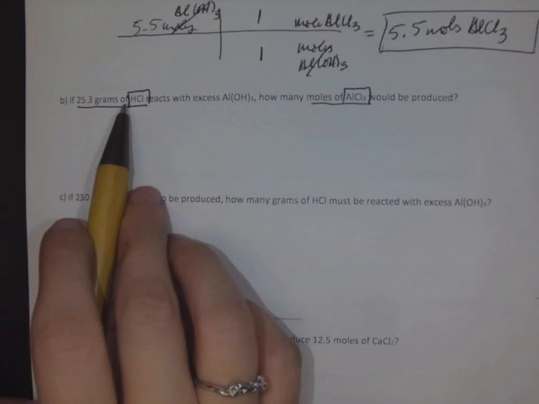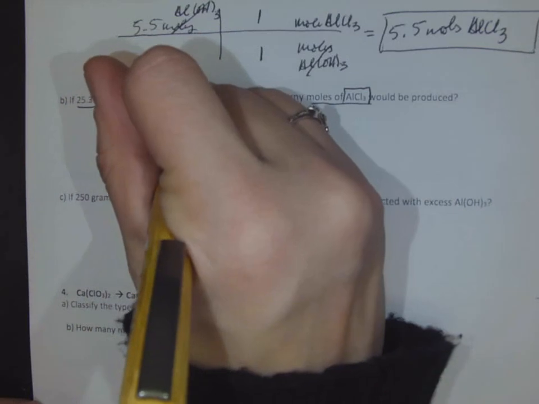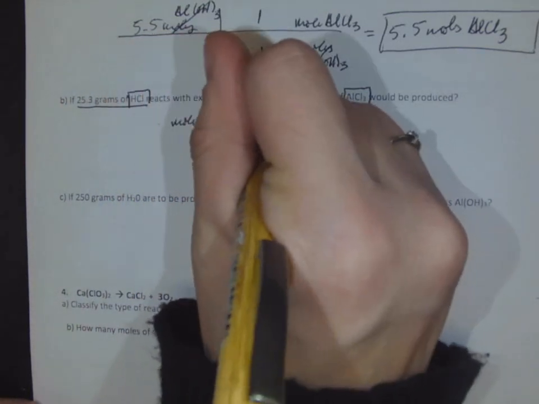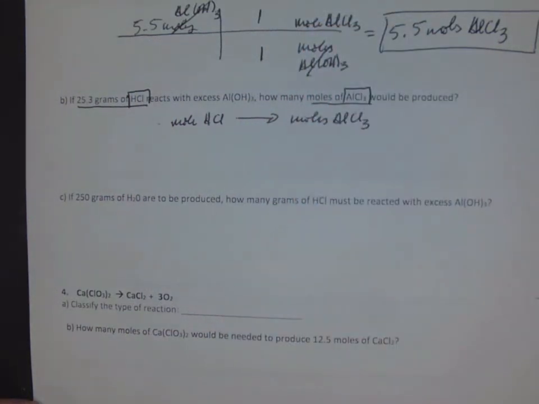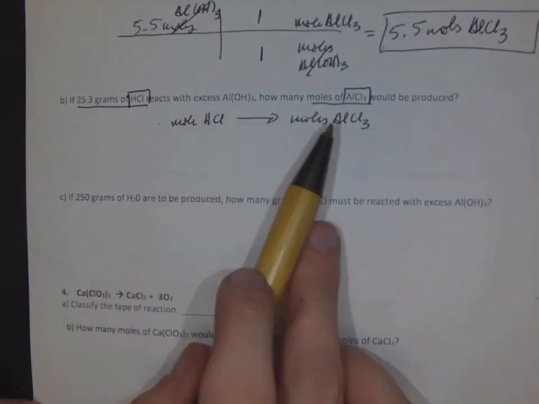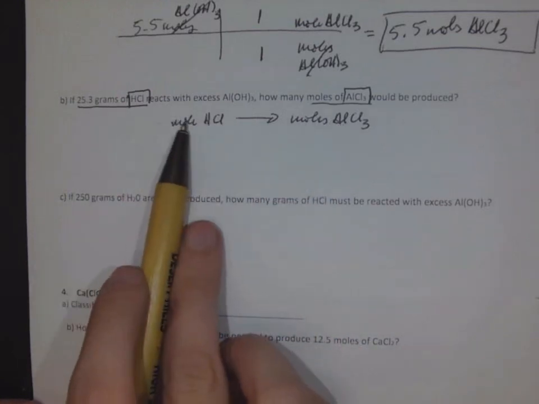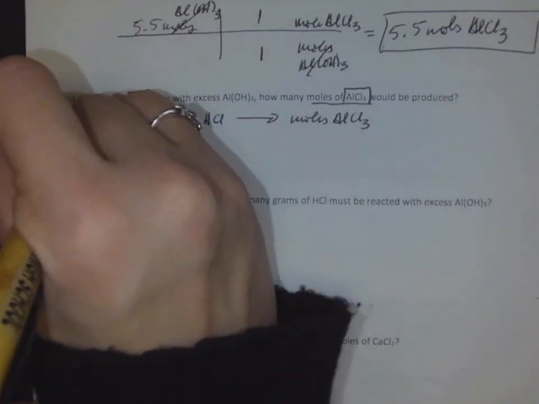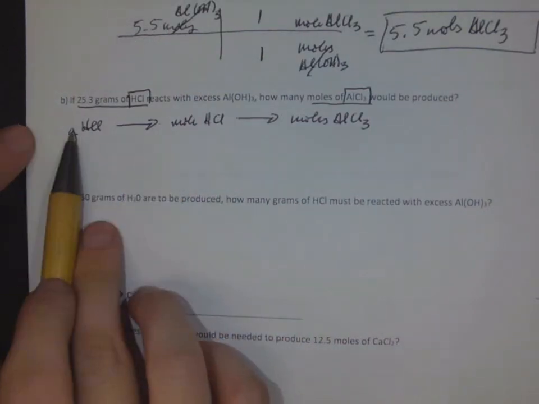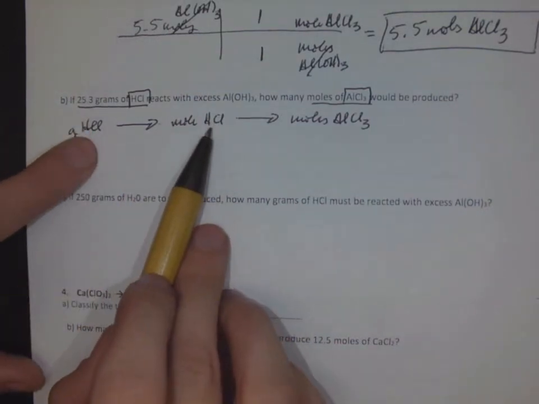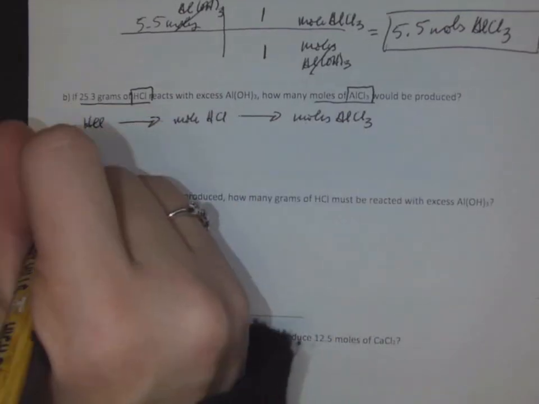So the only way I can move from hydrochloric acid to aluminum chloride is if I go moles of HCl to moles of AlCl3. That's the only time I can go from one thing to something different, is when it's moles to moles. But I'm not starting with moles, I'm starting with grams. So I'm going to have to go grams of HCl to moles of HCl, because remember, when it's grams to moles, they have to be the same thing. But when it's moles to moles, that's when they're going to be of different items.